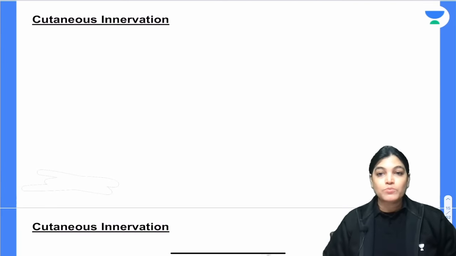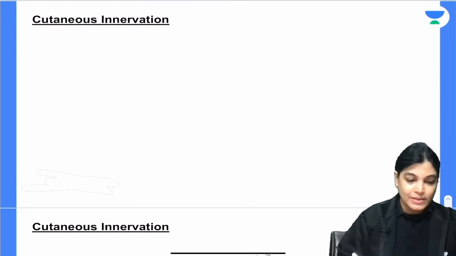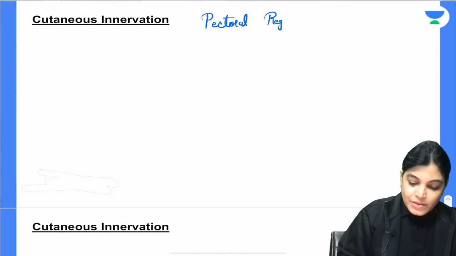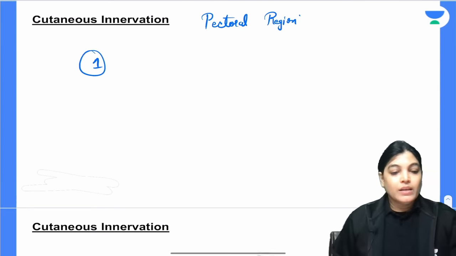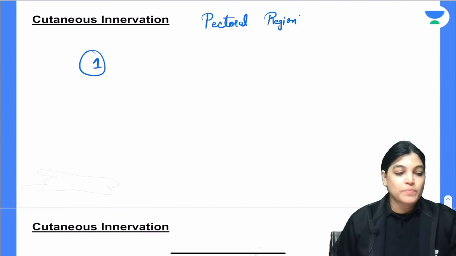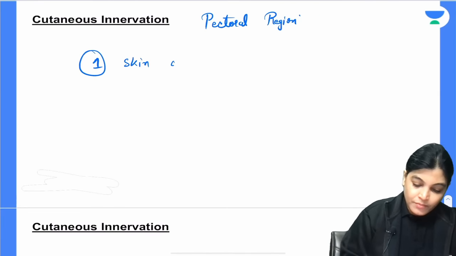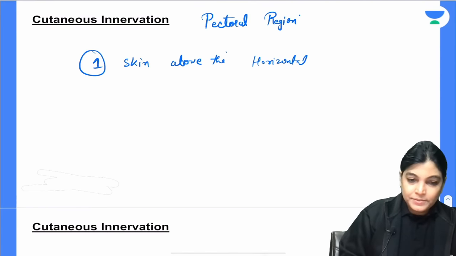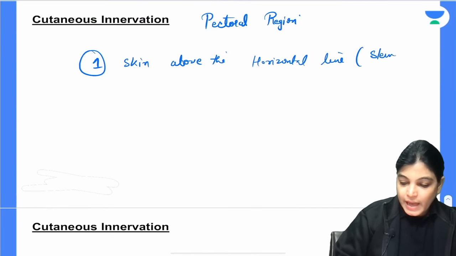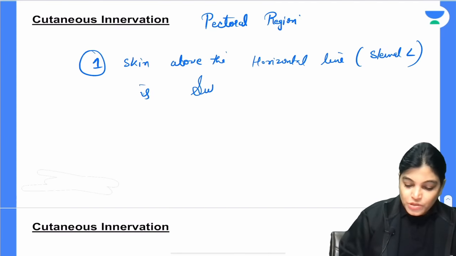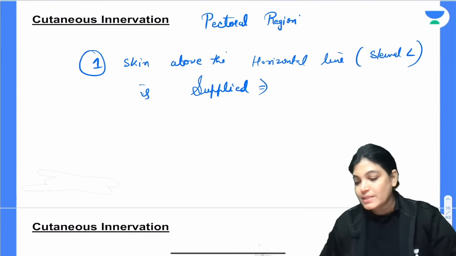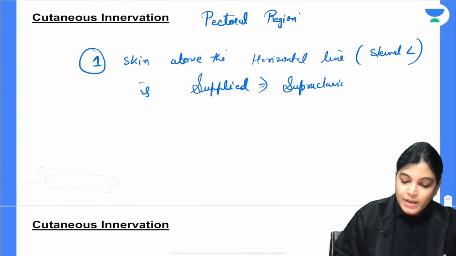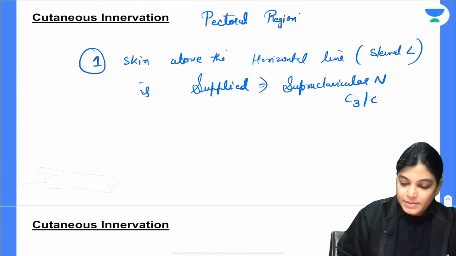Let me write a few important points about cutaneous innervation. We are talking about the cutaneous innervation of the pectoral region. The skin above the horizontal line drawn at the level of the sternal angle, as we have just seen in the image, is supplied by which nerve? It is supplied by C3 and C4. Basically, it is supplied by the supraclavicular nerve, which has the root value C3 and C4.